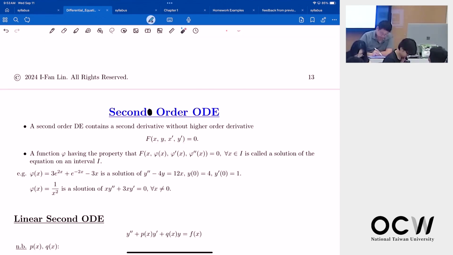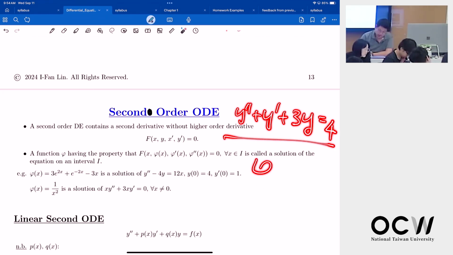And for the function phi, here I have a function phi. If this phi having the property that satisfy this equation, then we call this the solution of the equation. The phi is the solution of this equation. If I have a second order, say probably y double prime plus y prime plus 3y equals 4, then I have a phi this function. When I bring this and it satisfies this equation, this phi is the solution.